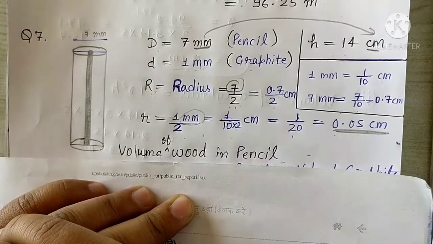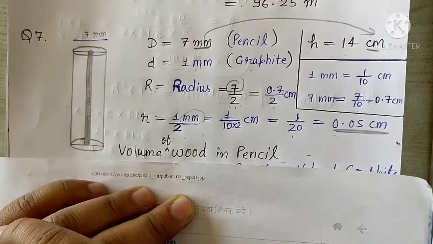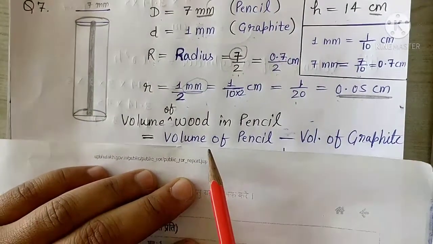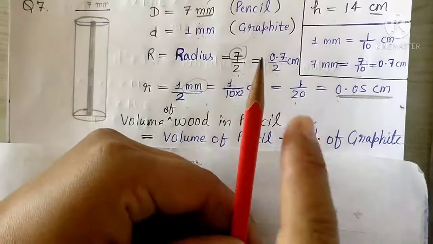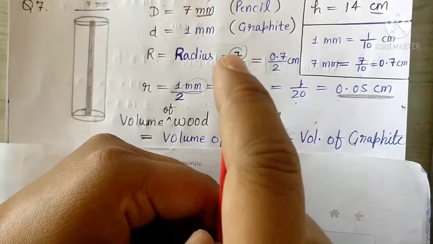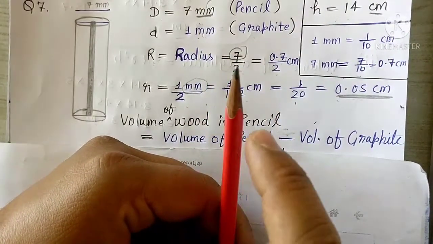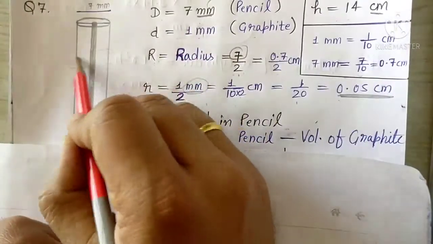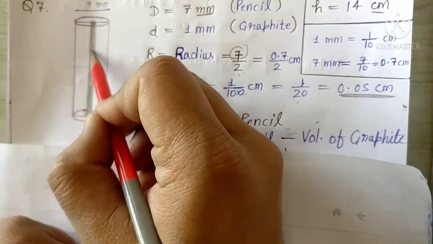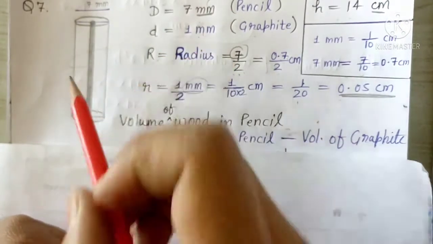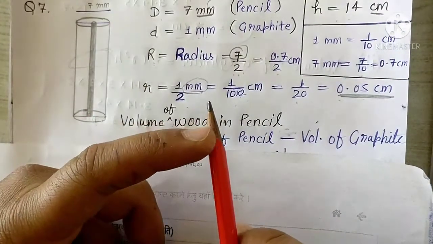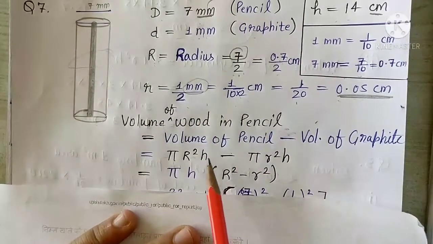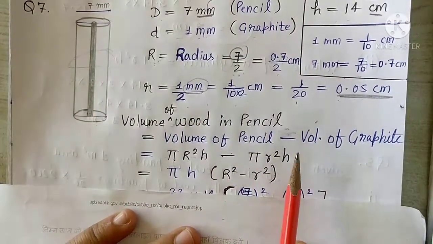Now, as the question asks, we have to find the volume of the wood and that of the graphite. So first we will find the volume of the wood. What is the formula? It means the cylinder only. From the volume of the full pencil, if we subtract the volume of this graphite, we can find out how much wood is used. If you subtract the volume of this graphite from the full volume, only this wood will be left. In this way we can find the volume. So volume of wood in pencil equals volume of pencil minus volume of graphite.